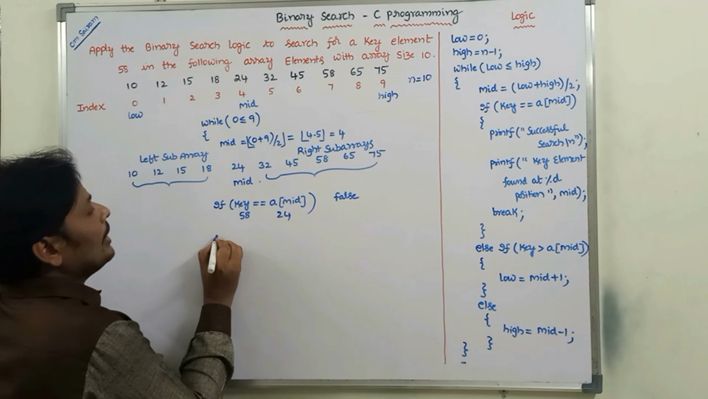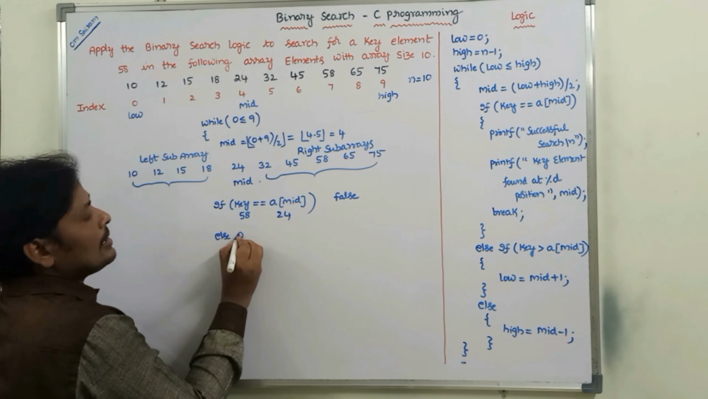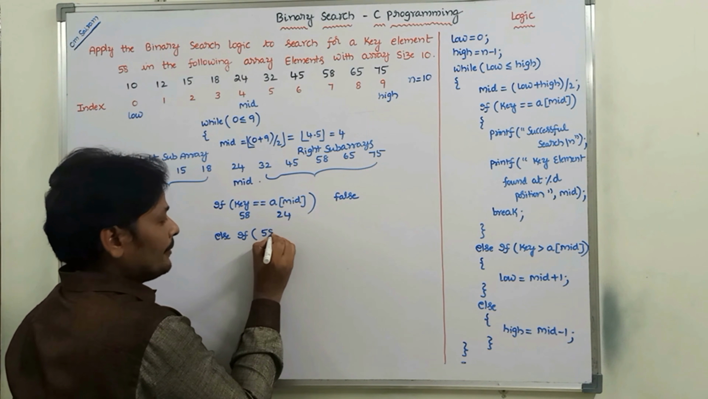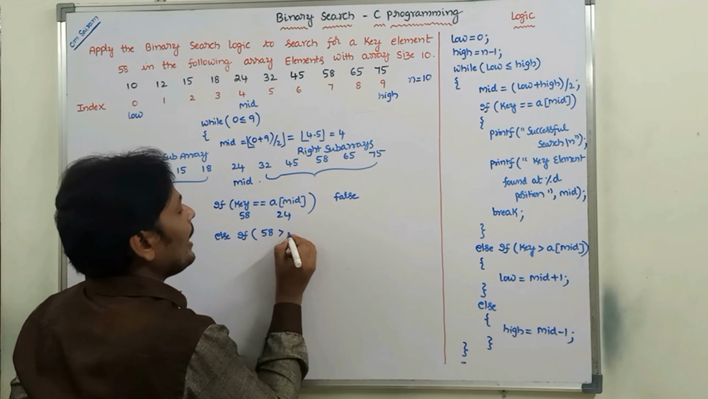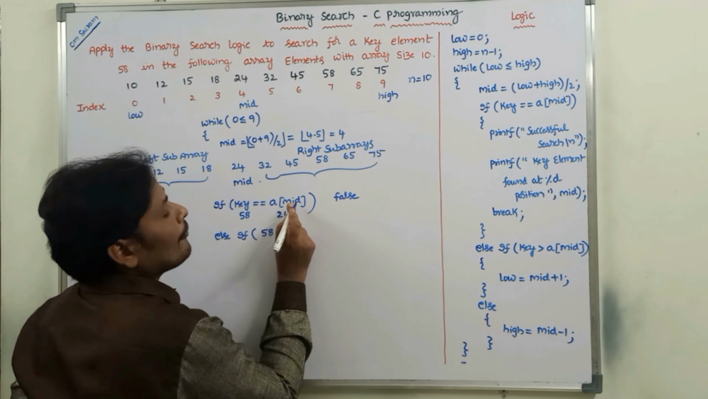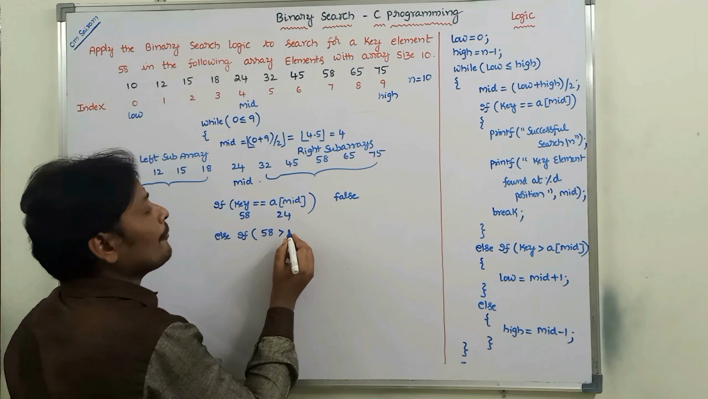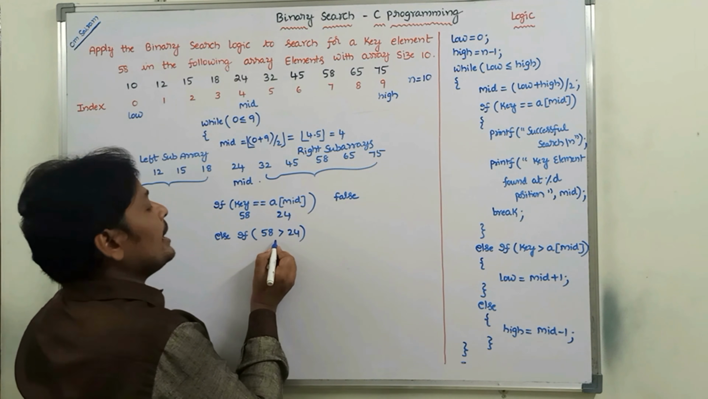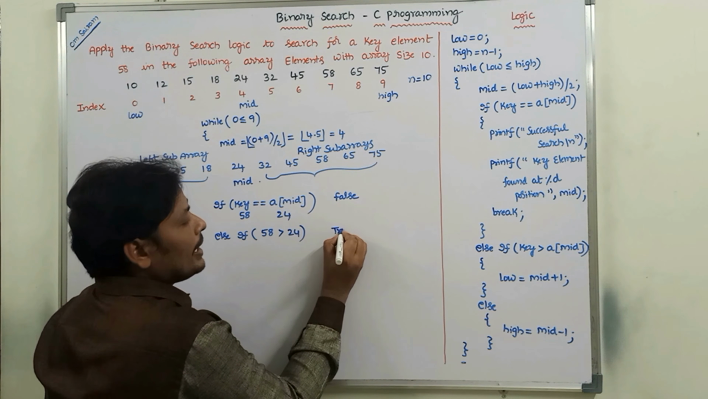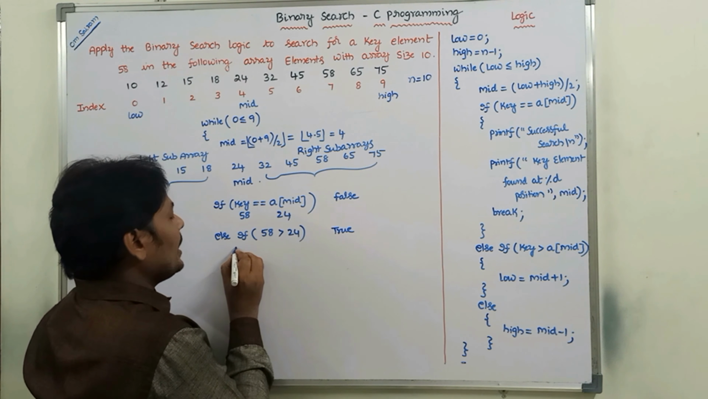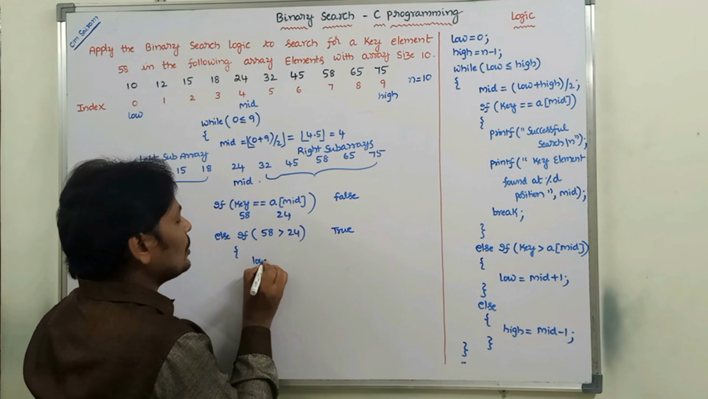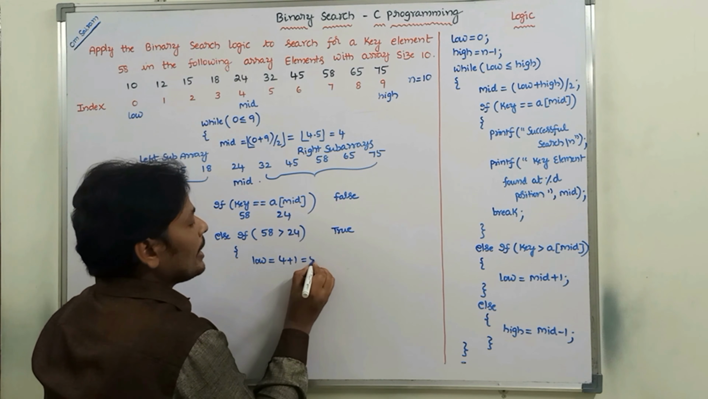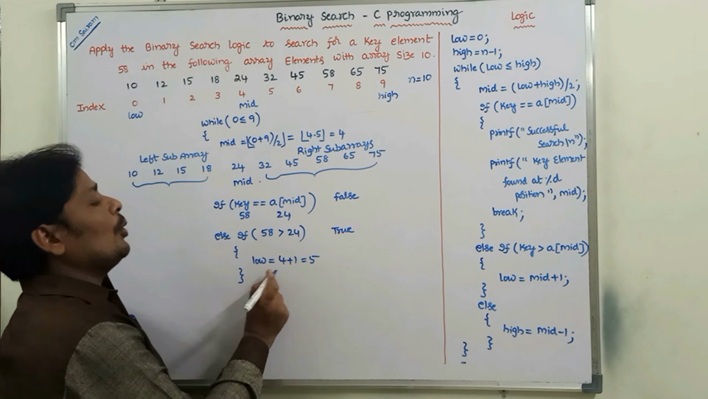Okay. Here I am considering this one. Else if key greater than a of mid. Key value is 58, greater than a of mid. That means a of mid, the mid value is 4. A of 4 is 24. 58 greater than 24, condition is true. If this condition is true, then we go to low is equal to mid plus 1. Mid value 4, 4 plus 1 is equal to 5. Okay, low is equal to 5.